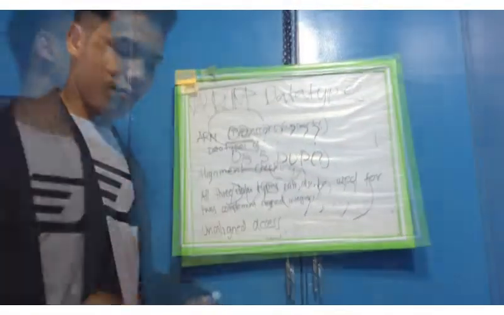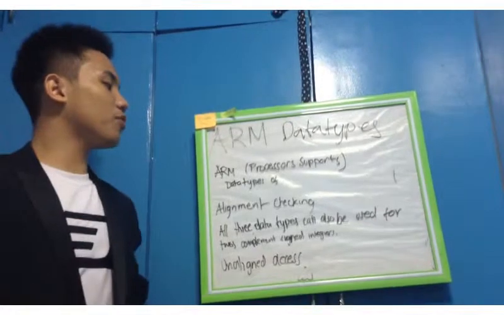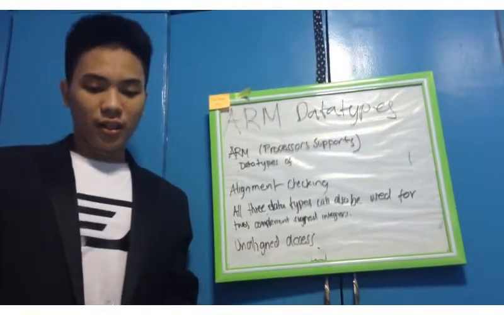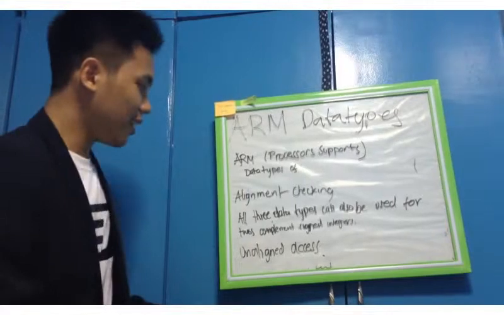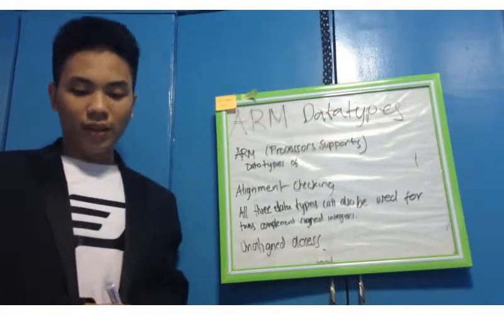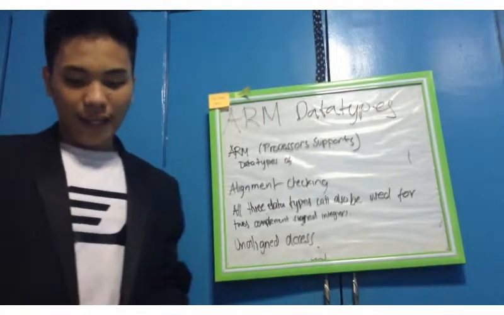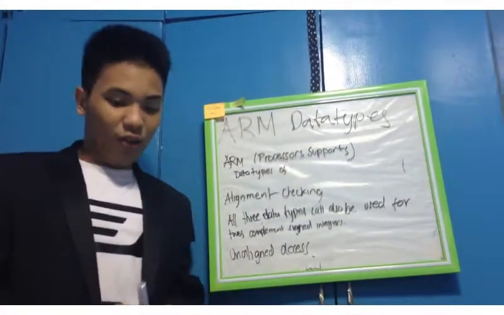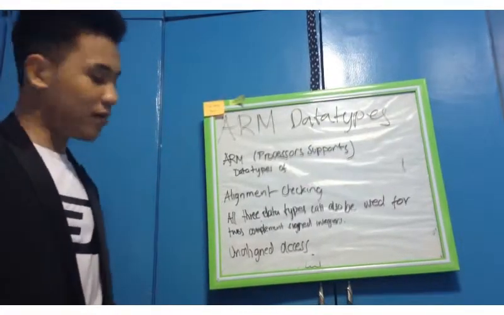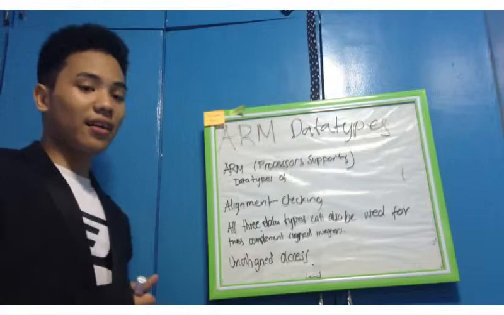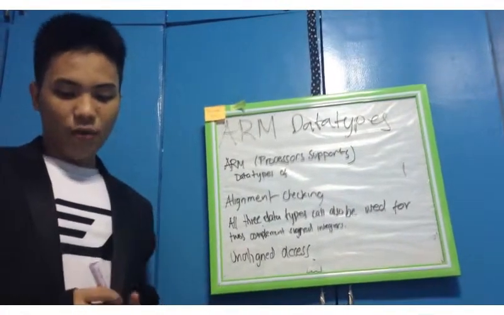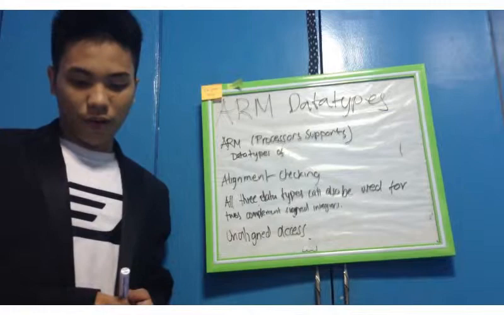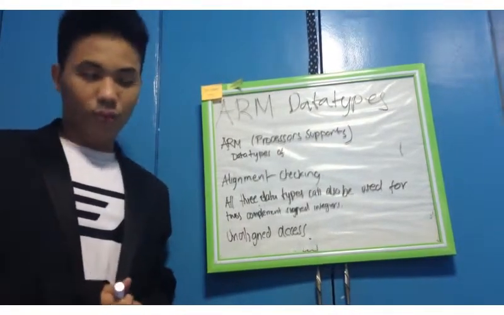Okay? Okay, let's now proceed to ARM data types. ARM processor supports data types of 8-bit byte, 16-bit half-word, 32-bit word in length. And then, in alignment checking, when the appropriate control bit is set, a data abort signal indicates an alignment fault for attempting unaligned access. Later, I will explain that. And then, all 3 data types can also be used for 2's complement signed integers. Then, unaligned access: when this option is enabled, the processor uses 1 or more memory accesses to generate the required transfer of adjacent bytes transparently to the programmer.